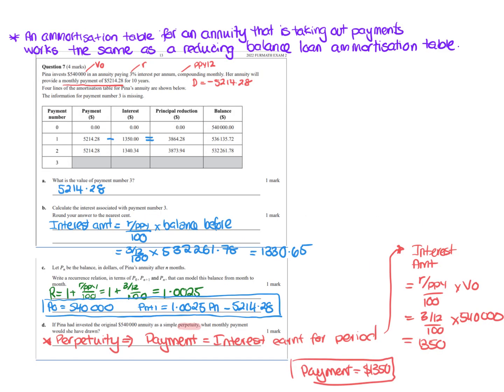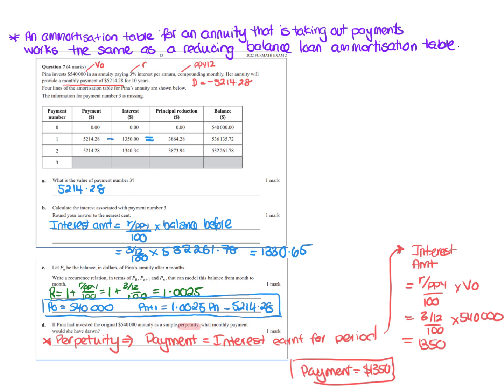Okay, so this example is an example of an annuity, which is an investment earning compound interest, but where you take out payments. So you're using your investment and getting an income from it on a regular basis. The amortisation table for this scenario is exactly the same as a reducing balance loan amortisation table. So I've popped in some working out there for you, so you can just copy this one down.